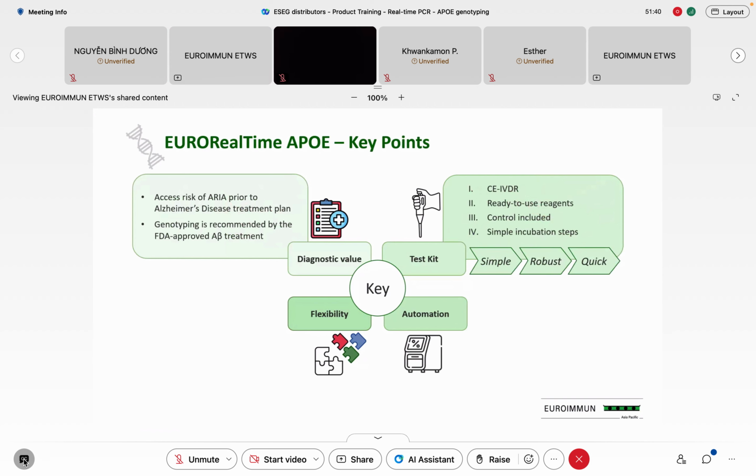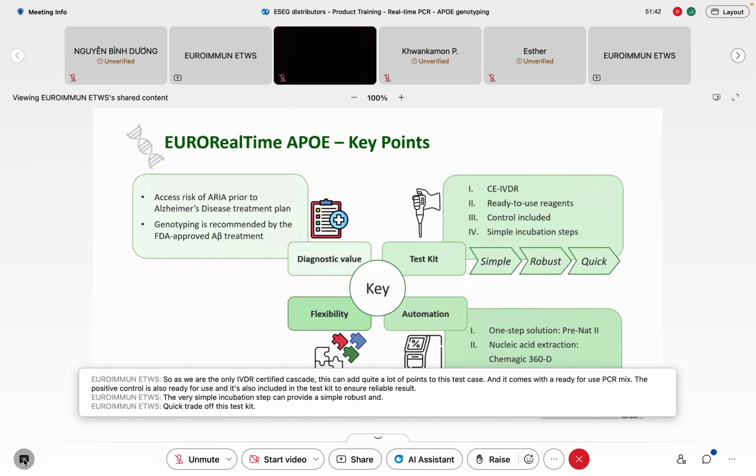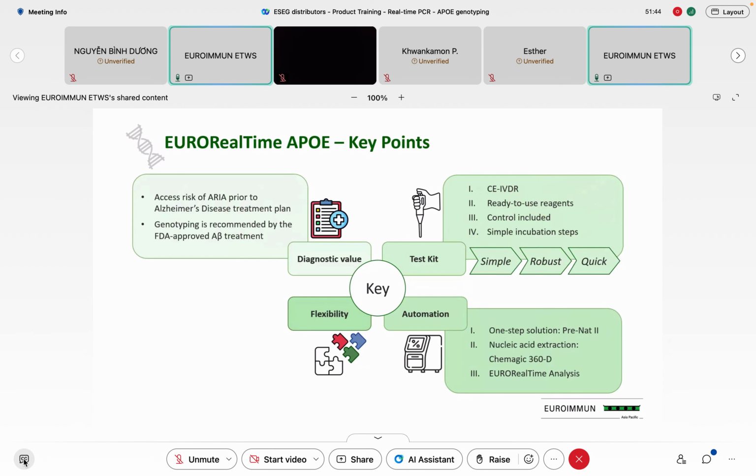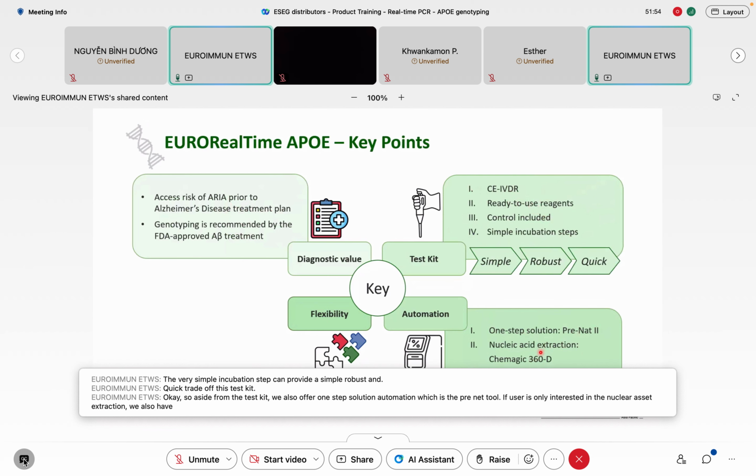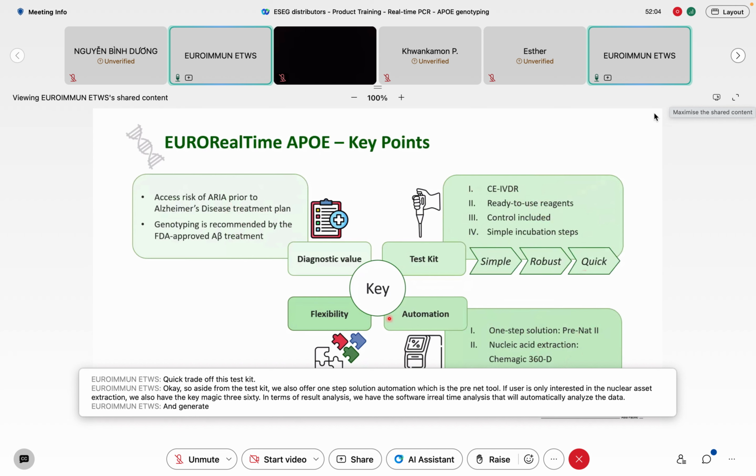Okay, so aside from the test kit, we also offer one-step solution automation, which is the PreNet tool. If users are only interested in the nucleic acid extraction, we also have the KeyMagic 360. In terms of result analysis, we have the software Euro real-time analysis that will automatically analyze the data and generate a comprehensive report.